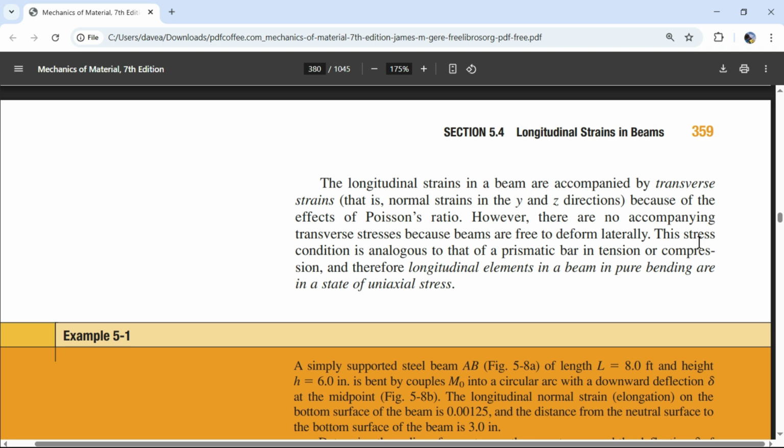And this stress condition is analogous to that of a prismatic bar in tension or compression, and therefore longitudinal elements in a beam in pure bending are in a state of uniaxial stress. All right, that last one, again, asterisk. There's no words that I could say to give myself a better understanding of why there's no accompanying transverse stresses. So I got to end it here.